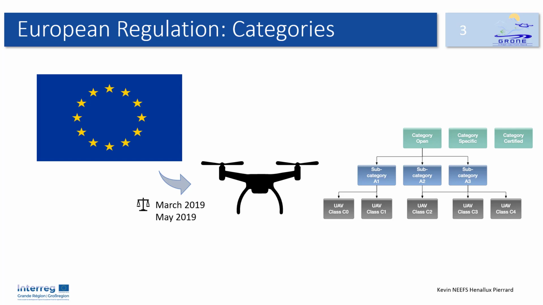They decide to create three categories of operations: open, specific, and certified. Each category has its own rules. In the open category, they had three subcategories: A1, A2, and A3. They also created 5 drone classes, with their own limits and obligations. We will see everything in the following slides.